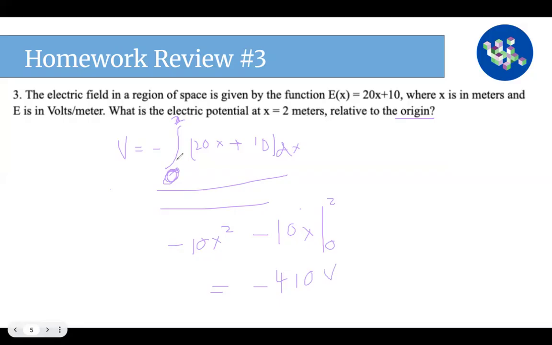So negative 410 volts. Just remember, the lower boundary is the place you're doing the potential relative to, and the upper boundary is the place where you're finding the potential. Inside is just the electric field, and don't forget the negative sign on the outside. Do you have any questions on this part?